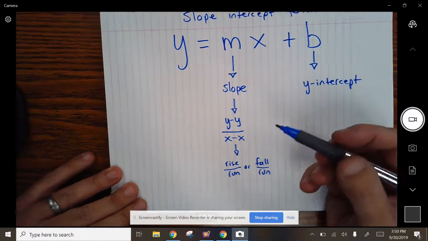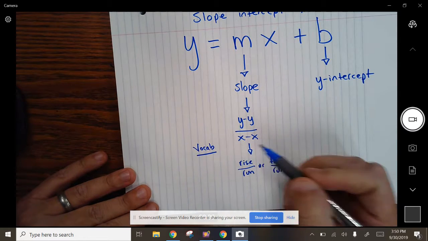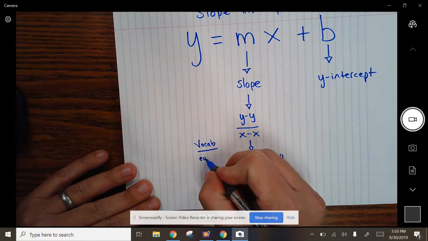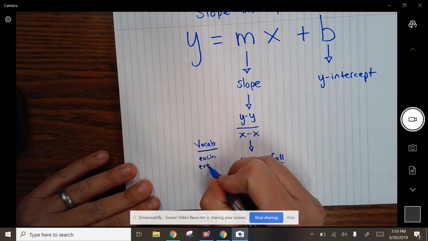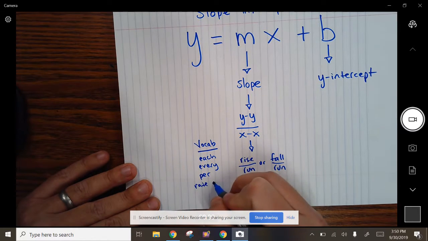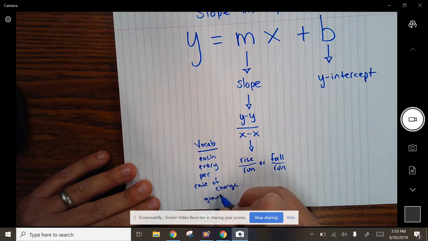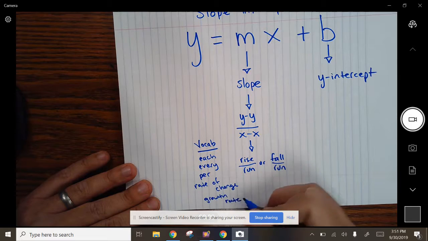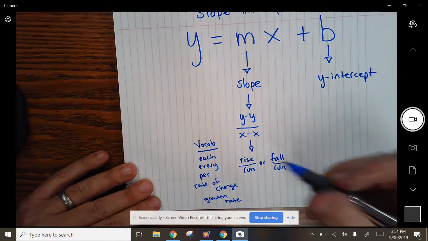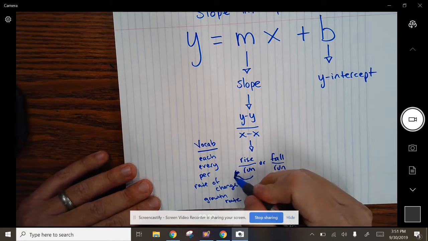But I want to make sure you understand the vocab part of this. So put the vocab here, and I want you to say, every time you say each or every or per or rate of change, write all this down, or growth rate, that is all dealing with the slope. It's not an arrow going that way. It's supposed to be an arrow.